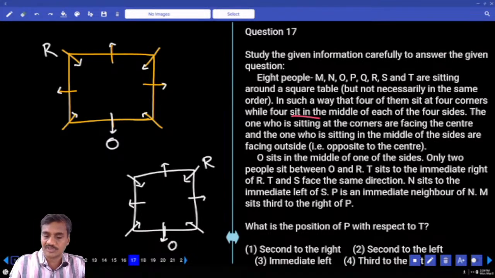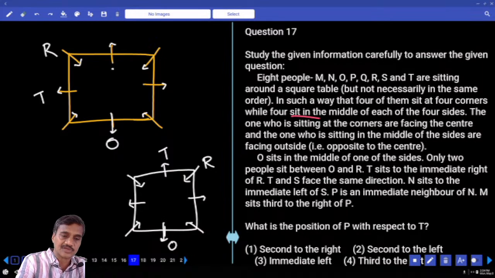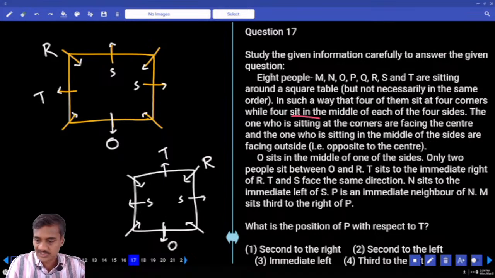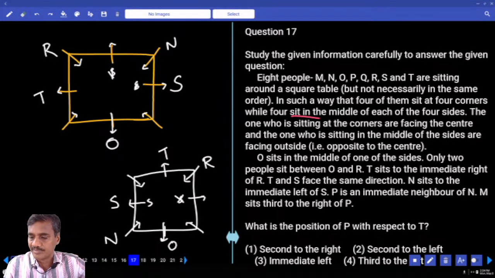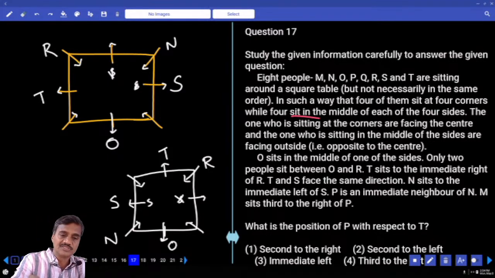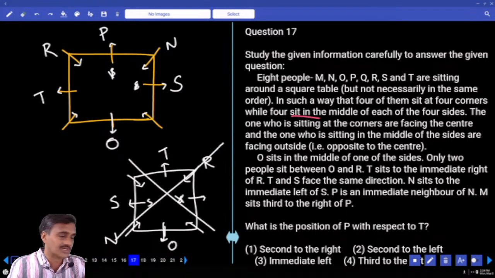Then T sits to the immediate right of R. Now T and S face the same direction, as T is at the center. N sits to the immediate left of S. Now if S is here, there is no place for N. If S is here, immediate left is not possible. Then P is an immediate neighbor of N. In the second case, P being an immediate neighbor of N is not possible.